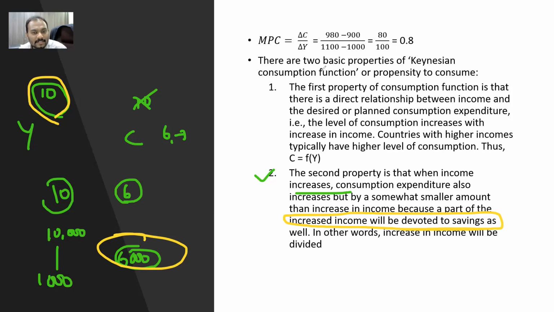So why is the consumption increasing by somewhat a smaller amount? It's a logical concept, my dear students. As income increases, we also tend to save. So the reason why consumption increases by somewhat a smaller amount as compared to the increase in income is because people also tend to save. It's a simple universal logical concept. Do you all agree to that? Everyone, can I have a response, please? Anybody having doubts in what I explained?